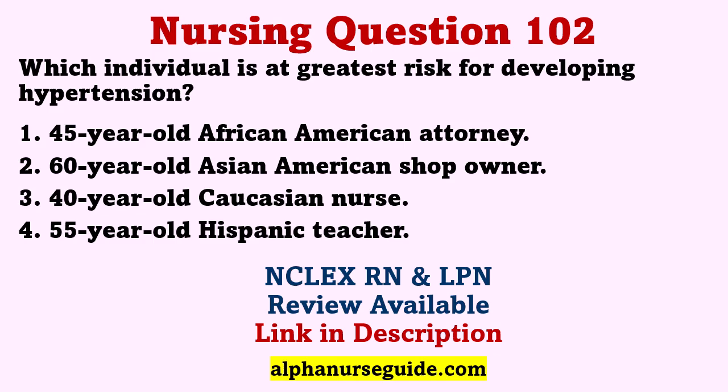45-year-old African American attorney. African Americans have a higher risk of developing hypertension compared to other ethnic groups. This is due to genetic factors and higher prevalence of risk factors such as obesity and diabetes within this population. Additionally, age is a risk factor for hypertension, with the risk increasing as individuals get older. Therefore, the 45-year-old African American attorney is at the greatest risk for developing hypertension compared to the other individuals mentioned.